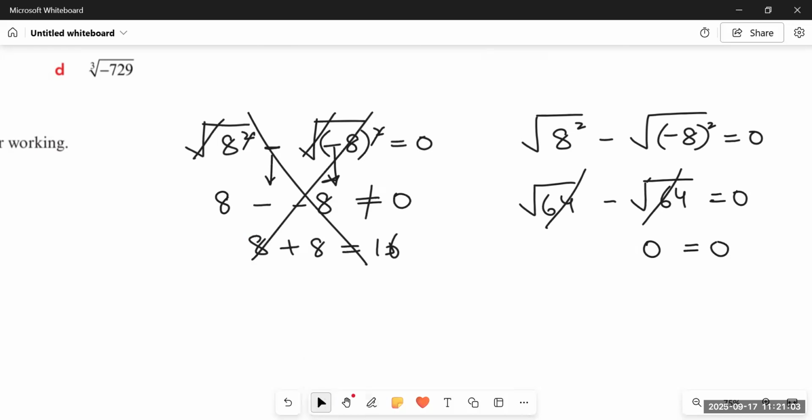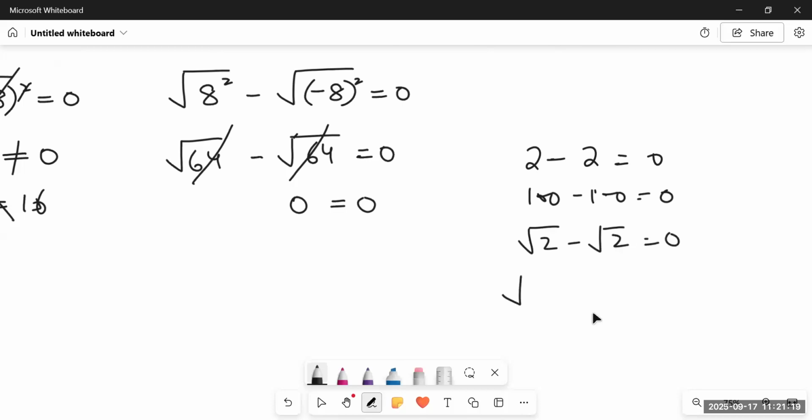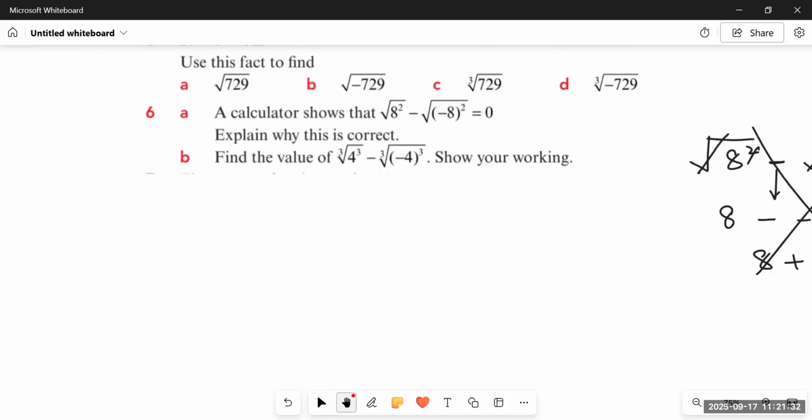You see, it's just like 2 minus 2 is equals to 0. 100 minus 100 is equals to 0. So similarly, under root 2 minus under root 2 is equals to 0. And similarly, under root 64 minus under root 64 is equals to 0. You see? When two numbers are together, a positive and a negative, the answer to this would always be 0.